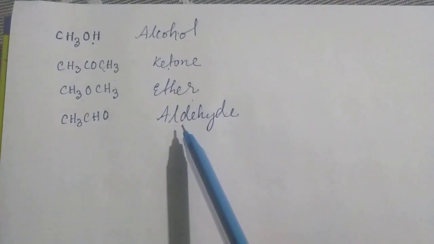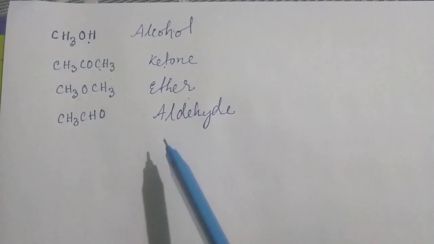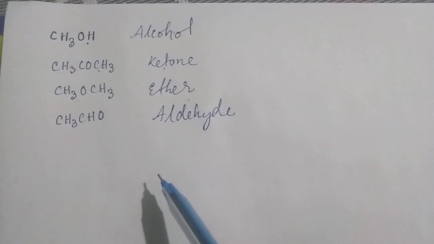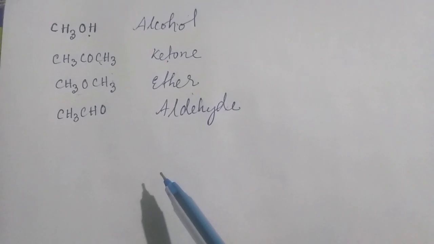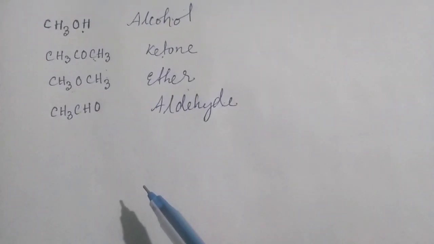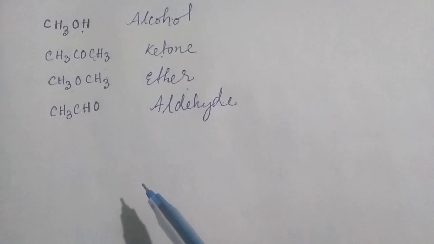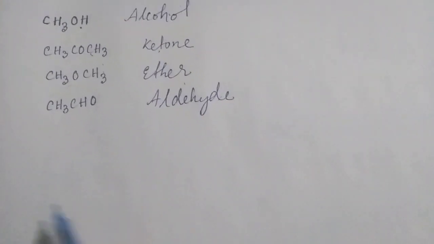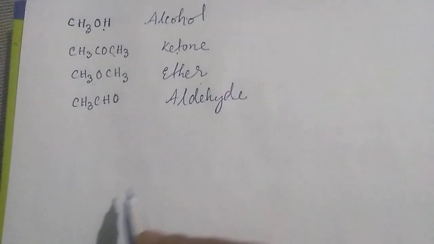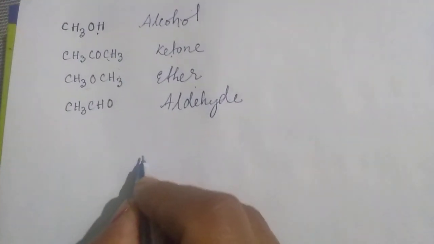So to make it more clear, I will draw the structure as well. Drawing the structure will make you more clear. As a student, you should practice the structure as well as the formulas, so it will make you more clear about organic chemistry. So let me draw the structure of this alcohol.